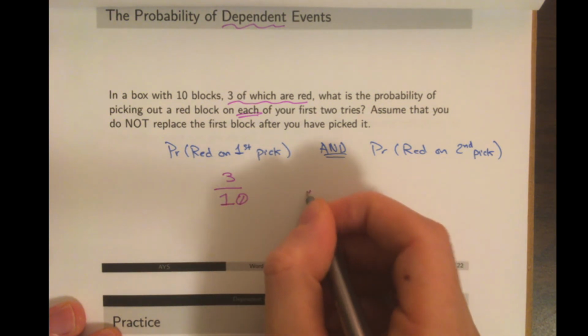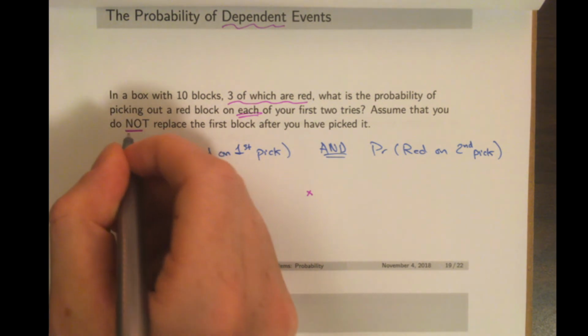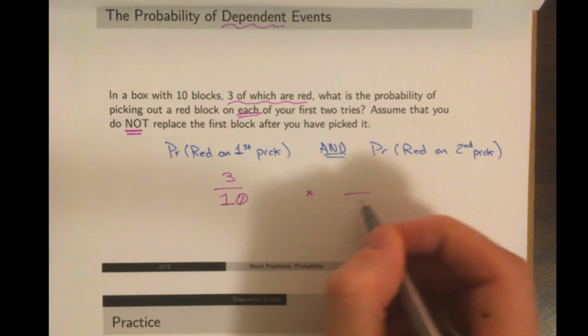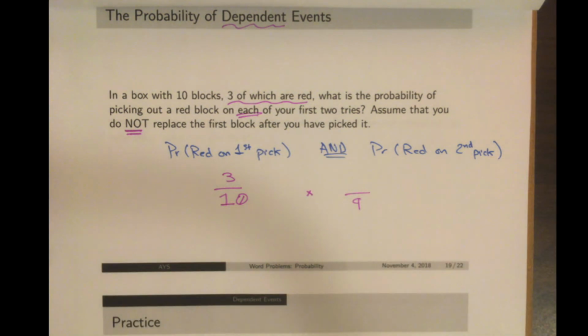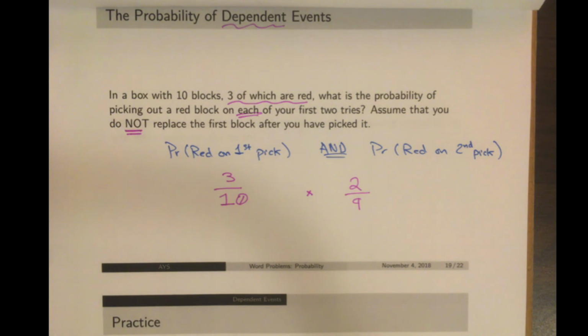Now it's and, so I'm going to put a multiply sign. Now I want to get a red on the second pick, but I do not replace it. That means now in the box I don't have 10 blocks anymore. Now I have 9 blocks left in the box. How many of them are red? Only 2 of them. I already took one of the red blocks out. Now there's only 2 red left.